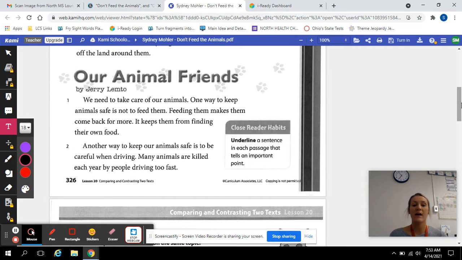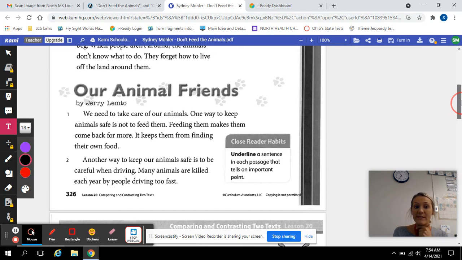So next passage is Our Animal Friends. We need to take care of our animals. One way to keep animals safe is not to feed them. Feeding them makes them come back for more. It keeps them from finding their own food. Another way to keep our animals safe is to be careful when driving. Many animals are killed each year by people driving too fast.